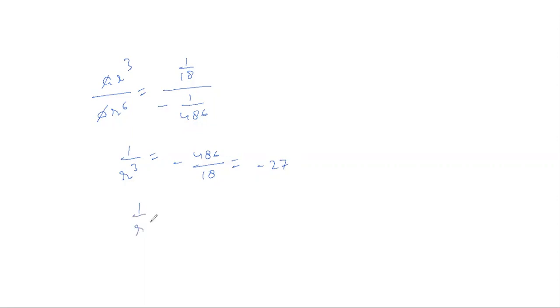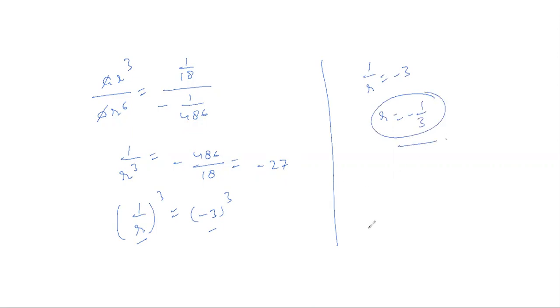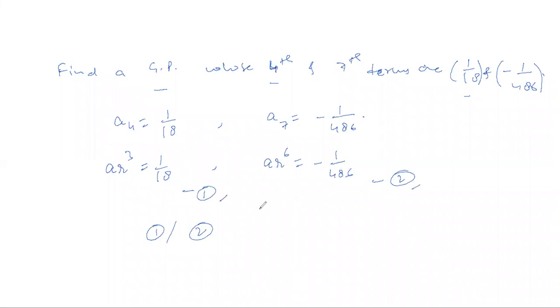So 1 upon r cube may be written as (1 upon r) whole cube equals (-3) cube. So on comparison, you can see that 1 upon r will be equal to minus 3. So the value of 1 upon r is minus 3. That means r will be equal to minus 1 upon 3. So we got the value of r, and by putting it in either of these two equations, we can get the value of a also.